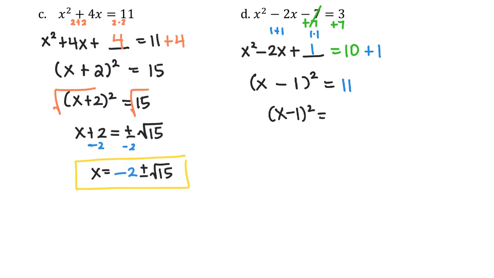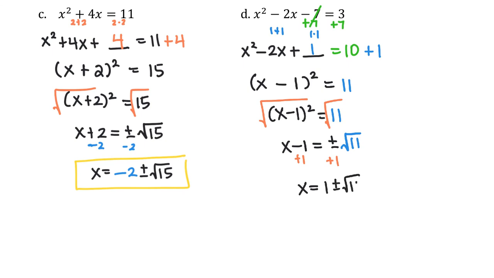And I'm only rewriting it to show this step. You don't need to rewrite this step. Okay, x minus 1 equals positive negative square root 11, because it's irrational and it does not simplify. Let's add the 1 over. And I get x equals 1 plus or minus square root 11, which is a good answer, simplified and everything else.